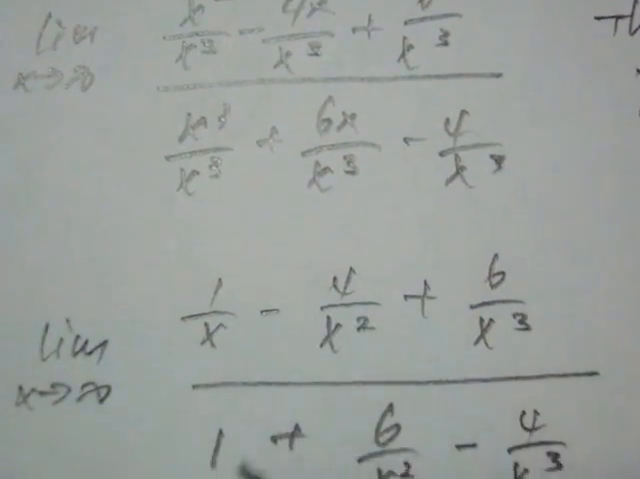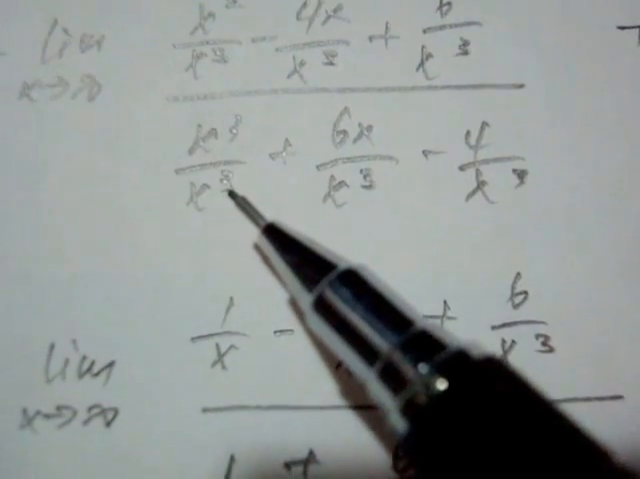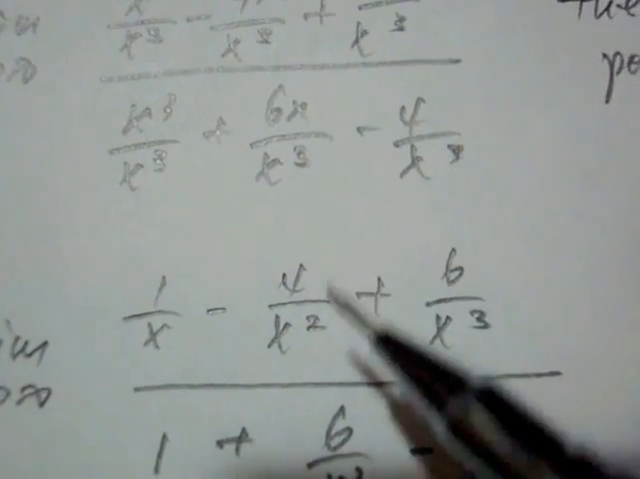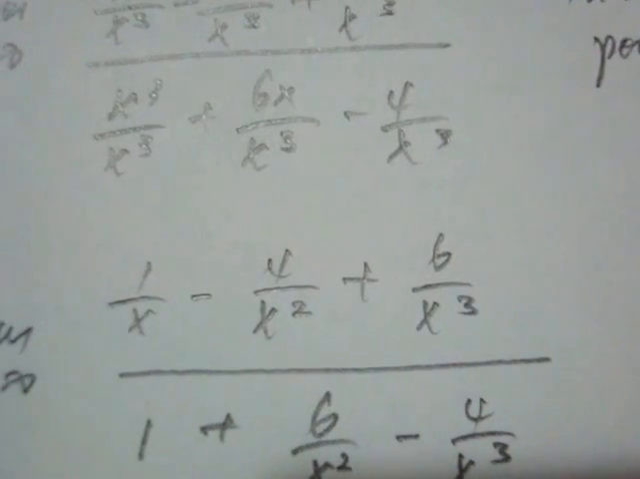For the denominator right here, x raised to the third divided by x raised to the third will become 1. As for this one, it will be 6 divided by x squared. And this one stays the same.